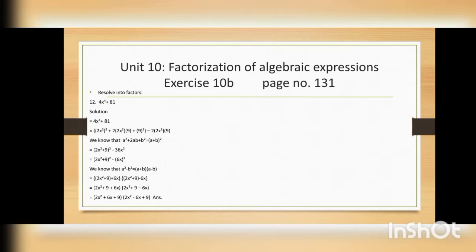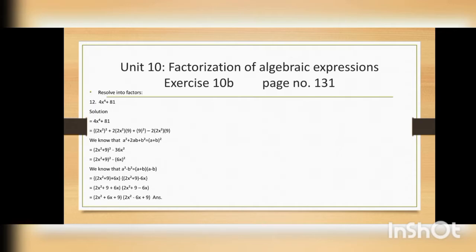We have done till question number 11 of this exercise. It's on page number 131. So see question number 12, 4x⁴ plus 81. Now at first sight this question doesn't seem to be of the form a square minus b square. But if we add and subtract something, then we can apply the formula of difference of two squares later.